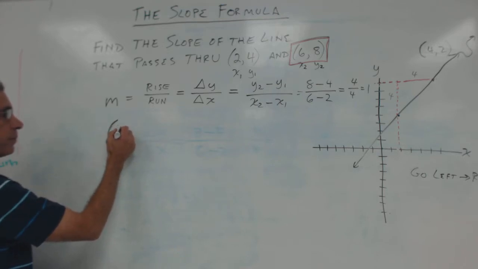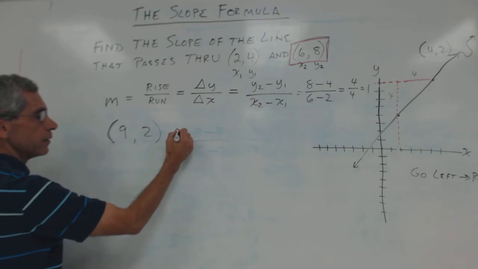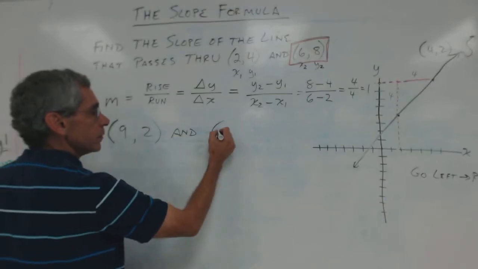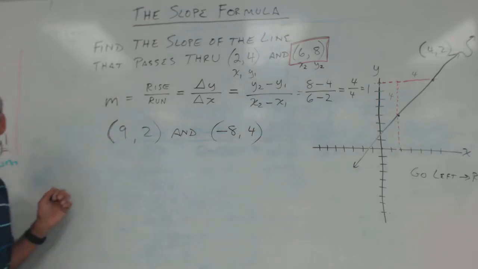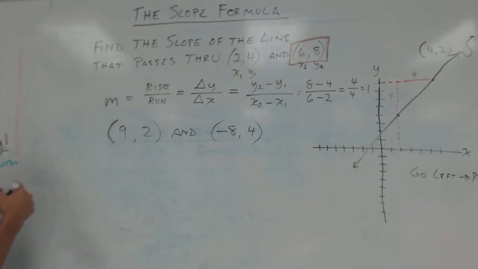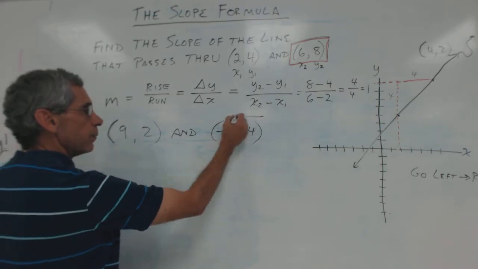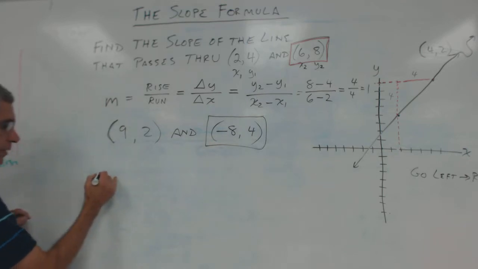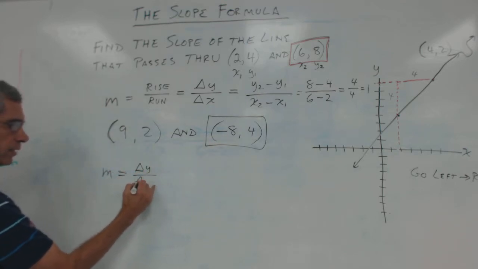Let's say we had 9 comma 2 and negative 8 comma 4. I'm going to look at which y I like. My y is bigger here, so I'm going to put a box around this one. I'm going to say m equals the change in y over the change in x.